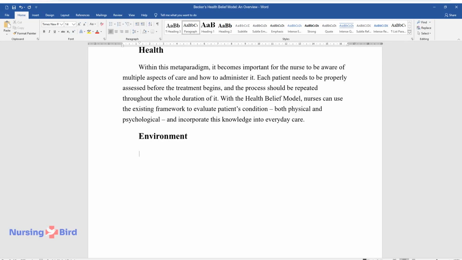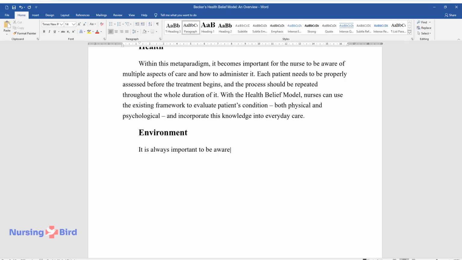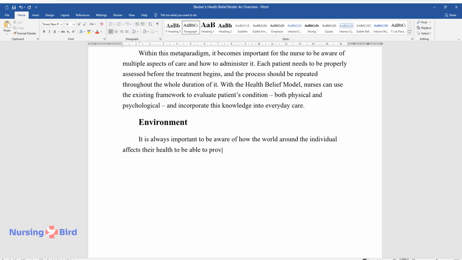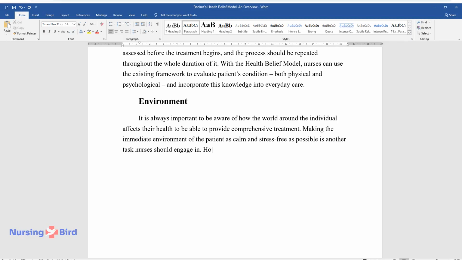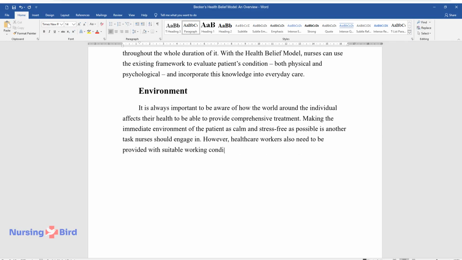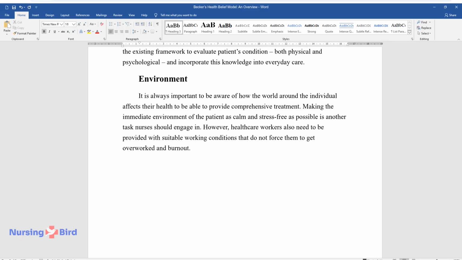Environment. It is always important to be aware of how the world around the individual affects their health to be able to provide comprehensive treatment. Making the immediate environment of the patient as calm and stress-free as possible is another task nurses should engage in. However, healthcare workers also need to be provided with suitable working conditions that do not force them to get overworked and burn out. Nursing.